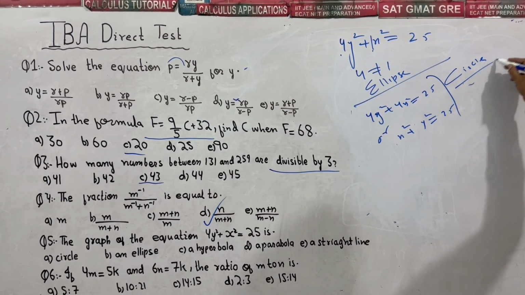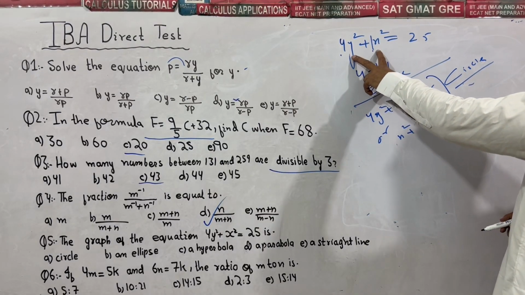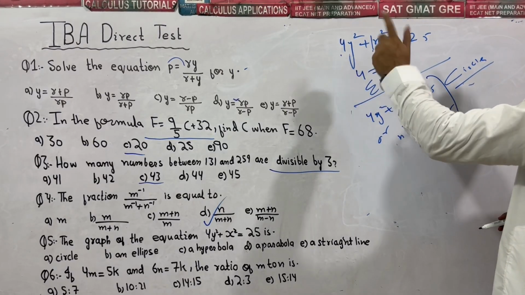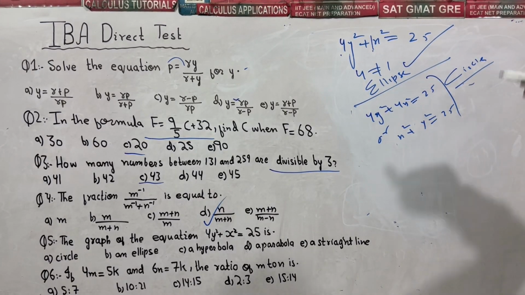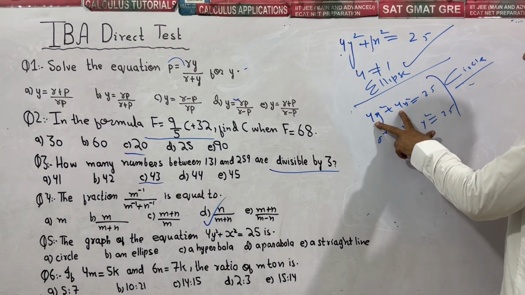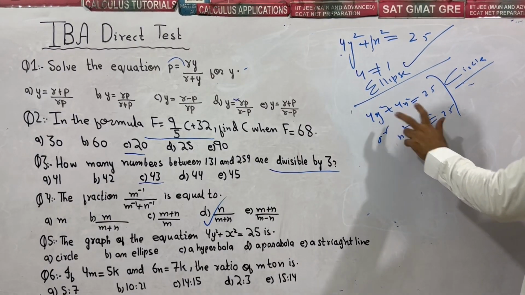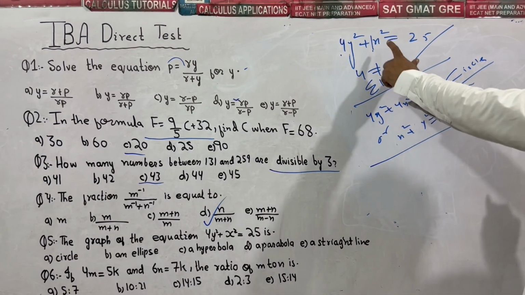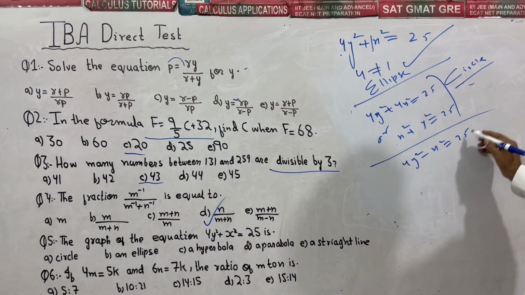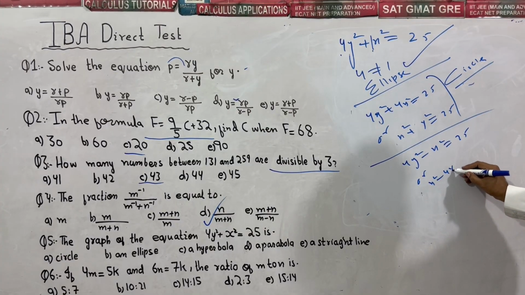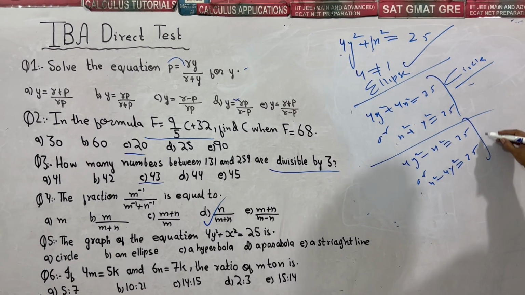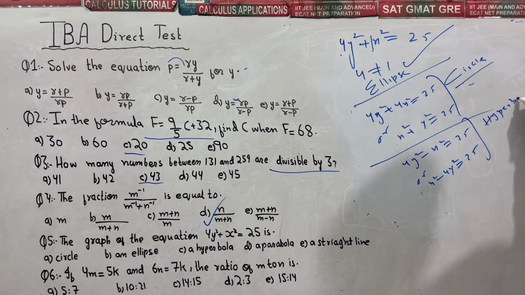If the coefficients of x square and y square are both positive but not equal, it's the equation of an ellipse. While if x square and y square are both positive, having an identical coefficient, it's the equation of a circle. If either of them is negative, like 4y square minus x square is 25, or x square minus 4y square is equal to 25, it's the equation of a hyperbola.